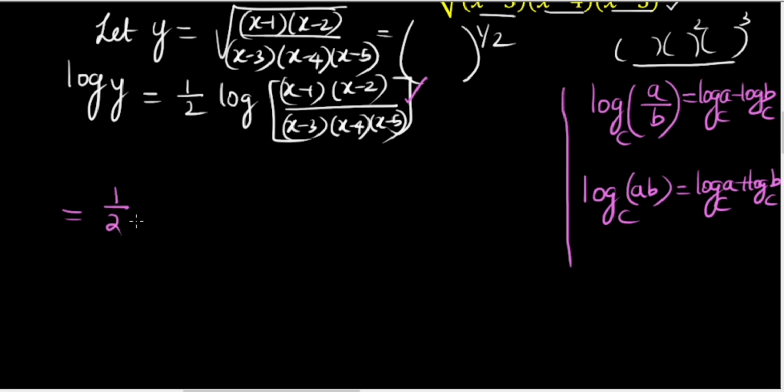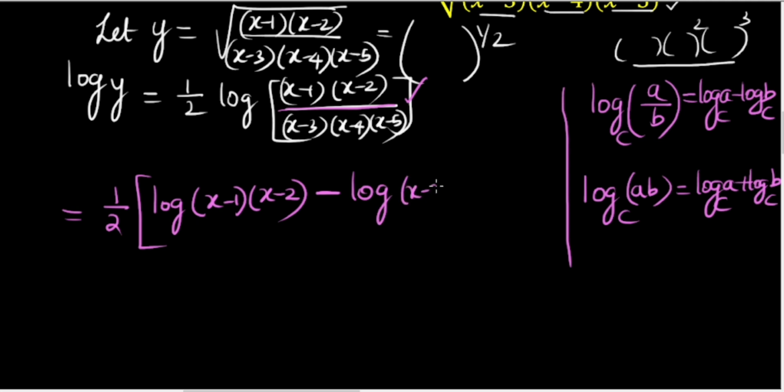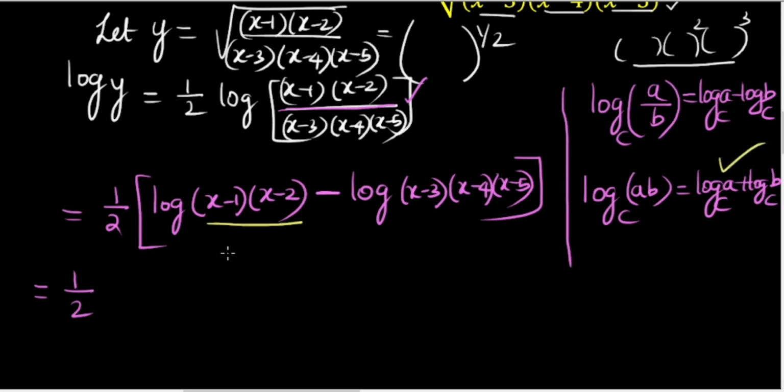So we'll keep our half outside as it is, and here, as we are having the quotient form, first we'll split them as the difference of two logarithmic functions. So log of (x minus 1)(x minus 2), in between we put a minus sign, and then log of (x minus 3)(x minus 4)(x minus 5), and we are keeping the half as it is. Now if you observe, they are in the product form, so we can apply this rule. We can express them as a sum of logarithmic functions. So we'll give a try now.